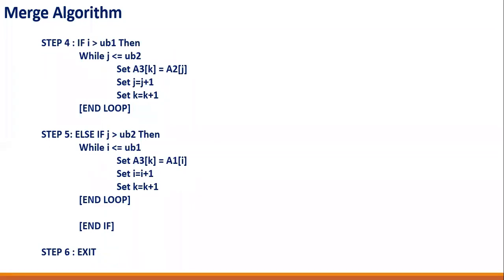When I has already covered all the elements, and I is referring to what, students? Array 1. So step 4 says, if all the elements of array 1 are already over, then just copy all the elements of array 2. How should we do that? If I is greater than upper bound 1, then while j is less than or equal to upper bound 2, start j and j will go till the upper bound, so j will go to the end of array 2. Set a3 of k equals a2 of j, j equals j plus 1, k equals k plus 1.